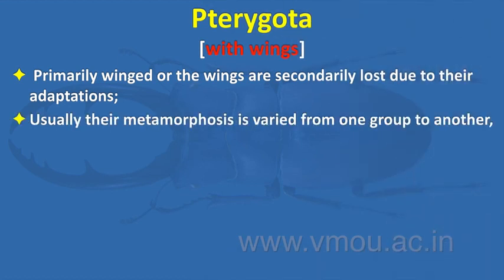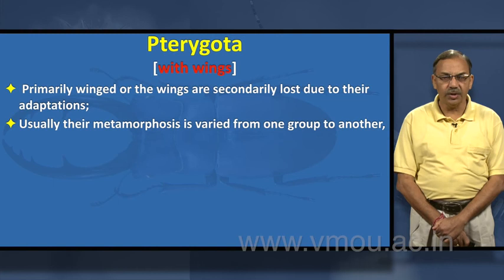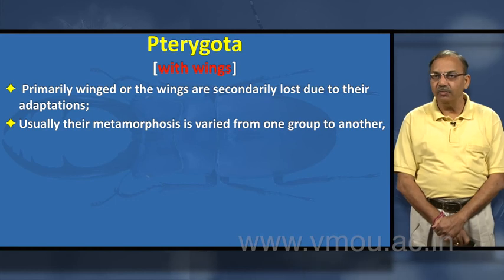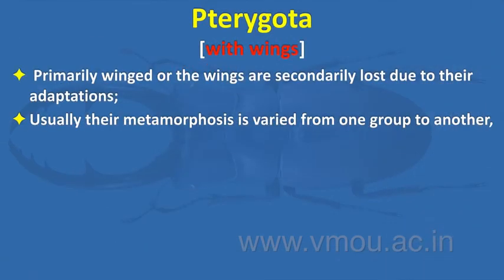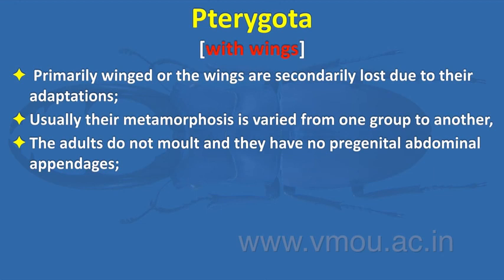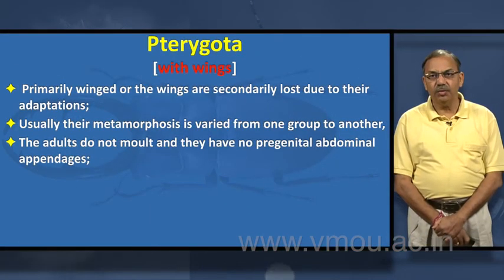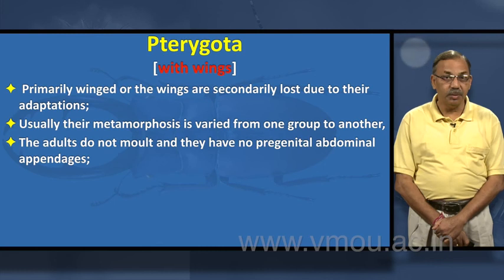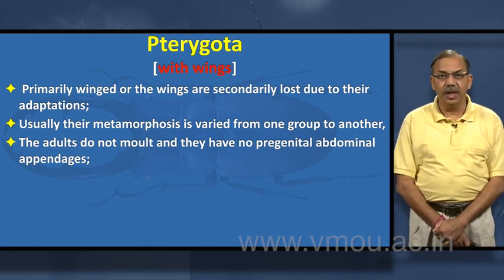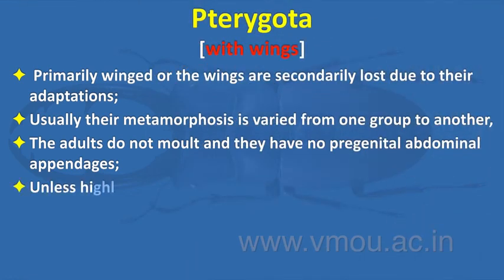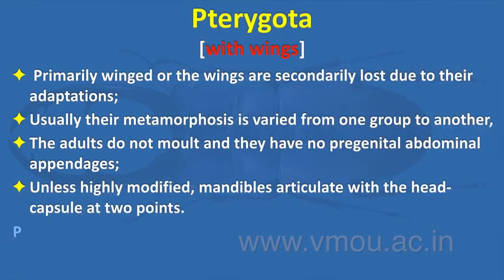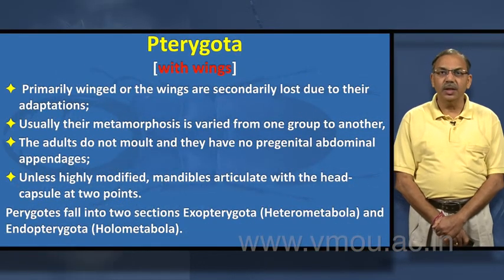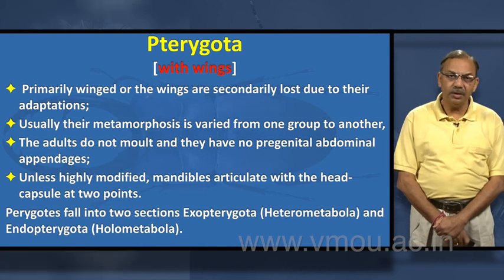Usually their metamorphosis varies from one group to another, with very high variations. Hemimetabola, holometabola, paurometabola, etc. are the terms we will use about their metamorphosis. The adults do not molt and they have no pregenital abdominal appendages. In Apterygota, we have seen that Apterygotes have pregenital abdominal appendages, but these are lacking in Pterygota. Unless highly modified, mandibles articulate with the head capsule at 2 points. This is the distinguishing feature from the Apterygota.